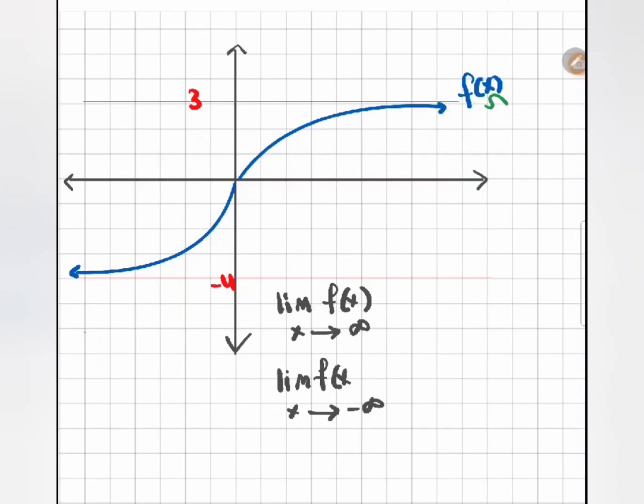Now what about the limit as x approaches -infinity? So if we follow the curve all the way to the left, notice that the y value that it approaches is -4. So that's how you can evaluate limits at infinity when x becomes very large. You need to find the y value of the horizontal asymptote. When y becomes very large, when y approaches infinity, you need to look for the vertical asymptote.